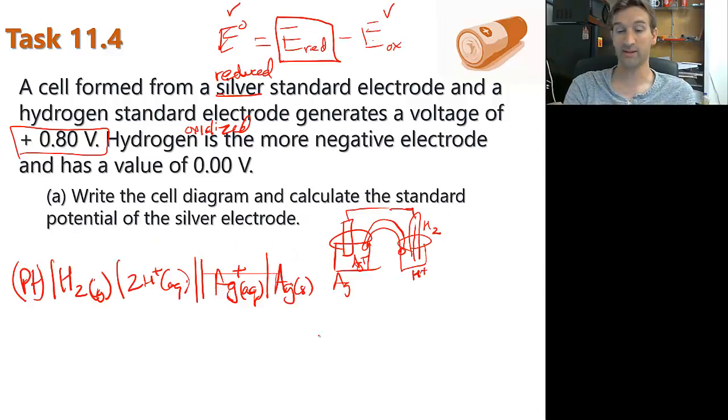I'm realizing that I didn't calculate the cell potential on this last problem. We're going to go back to part A. To calculate out our cell potential, we're going to plug in the numbers that we do know. What we've got is our 0.80 is our cell potential.